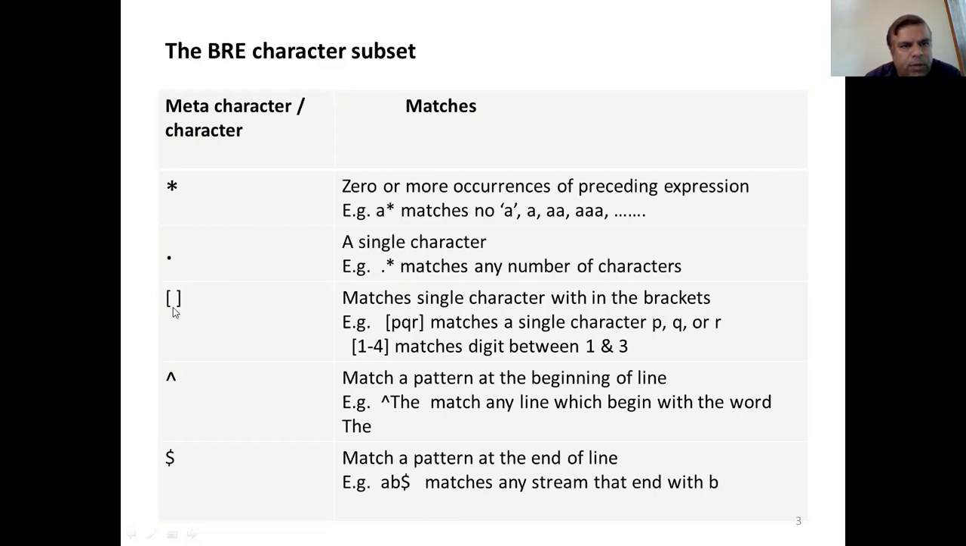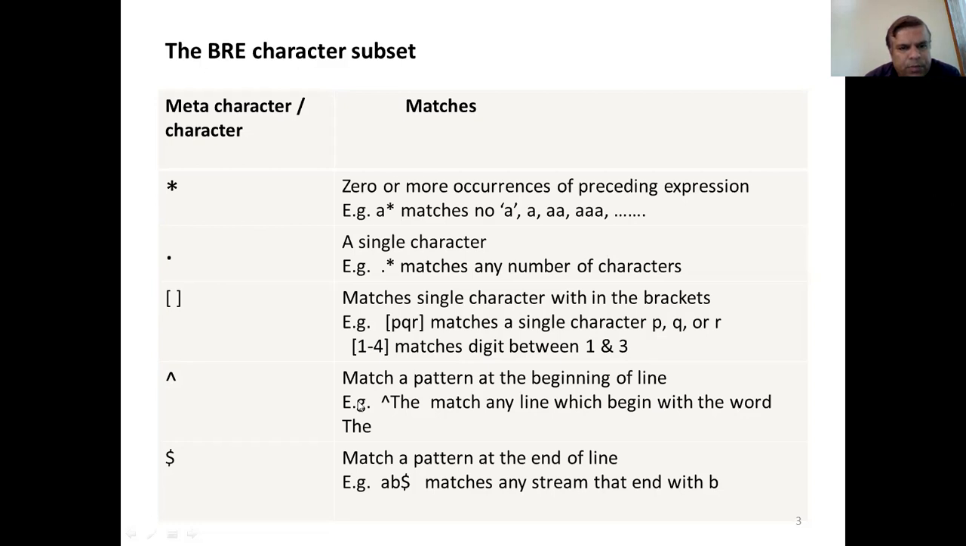Then square bracket, another meta character, matches a single character within the brackets. Example, PQR within the square bracket matches a single character, either P, Q, or R. And a range can be specified using a hyphen also. Say the digits in the range 1 to 4 are specified using a hyphen within the brackets. Then this pattern matches a digit between 1 and 4, so it matches either 1, 2, 3 or 4.